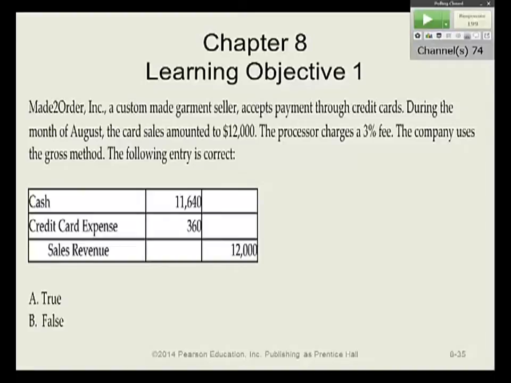Made to order, a custom garment seller accepts payment through credit cards. It's a third-party vendor, and credit sales are $12,000. The processing fee is 3%, and we want to know if the entry that you see there is correct for the gross method.